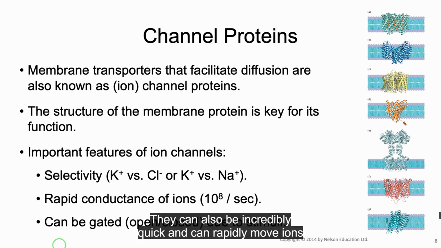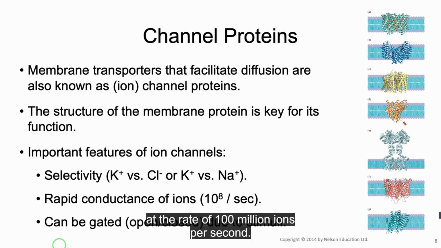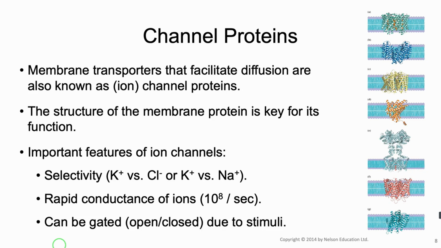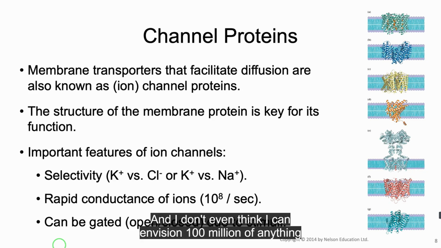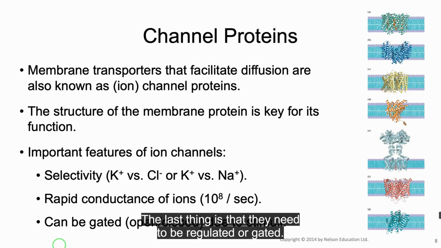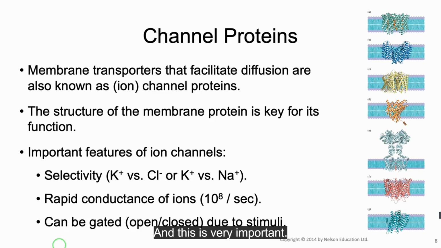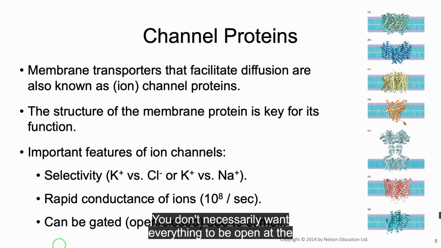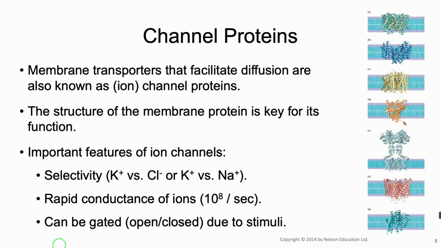They can also be incredibly quick and can rapidly move ions at the rate of 100 million ions per second. And I don't even think I can envision 100 million of anything moving that fast. The last thing is that they need to be regulated or gated. And this is very important. You don't necessarily want everything to be open at the same time, or you would just hit equilibrium with things flowing in and out, and there would be no way of maintaining ion gradients. So they can be opened or closed depending on what the cell needs. So the cell does have a way of regulating them and turning them on or off.